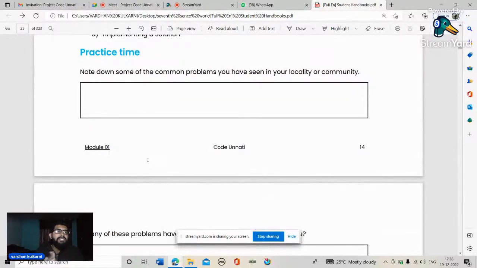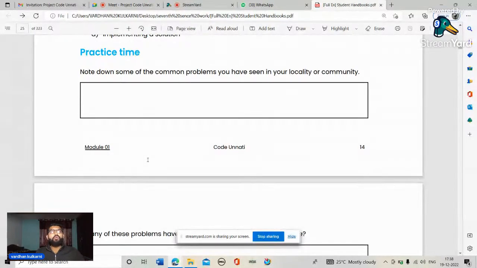Okay, here, let's see. If you see common problems in a locality or in a community, there are common problems that you see: garbage thrown at the end of the road, or a lot of havoc created by the neighbors in the locality, creating stinkiness, or an unhygienic way of disposing of the garbage.